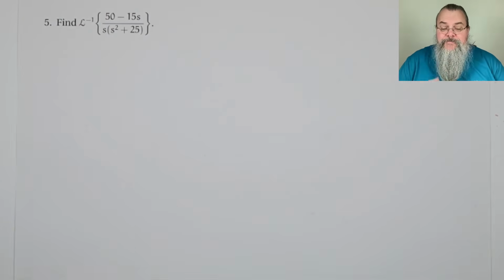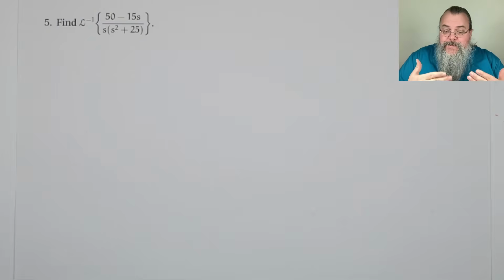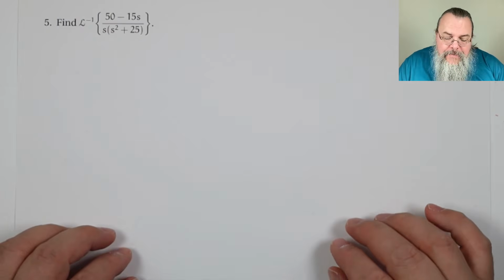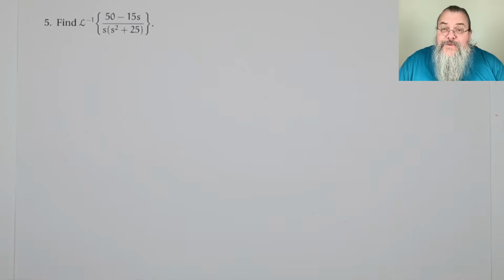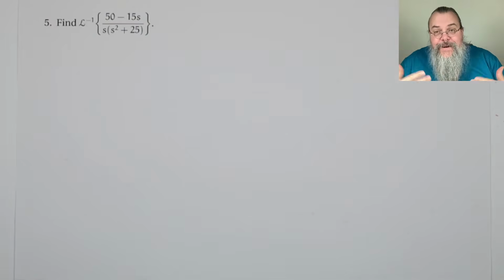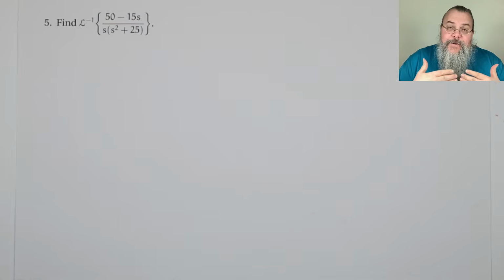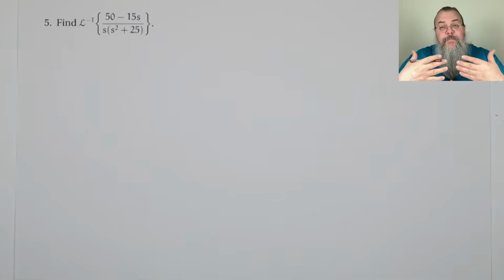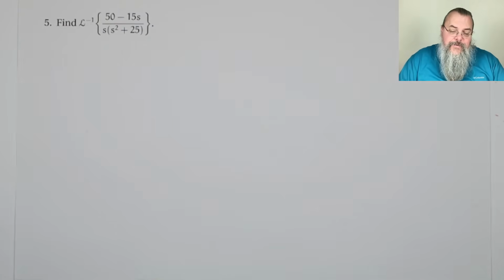Number 5. We need to find the inverse Laplace of (50 minus 15s) divided by s times (s squared plus 25). All right, so what do we do? Well, this is a chance for us to do partial fractions. That's actually going to be a very common thing for us, so we want to make sure we're comfortable with partial fractions. Really, what are we doing? We're trying to get to the stage where we can use things in our formula sheet.